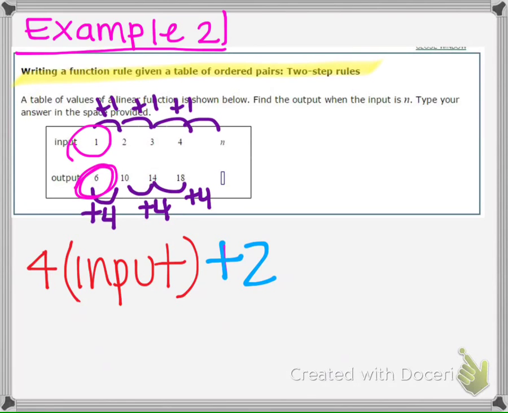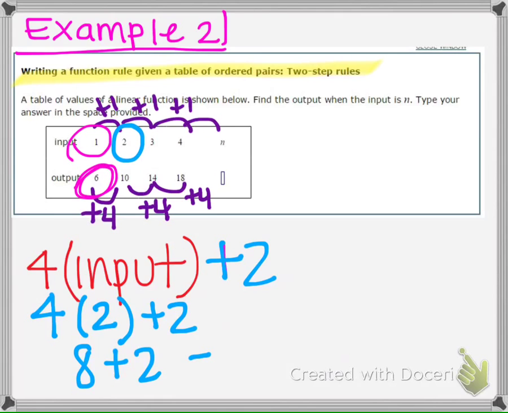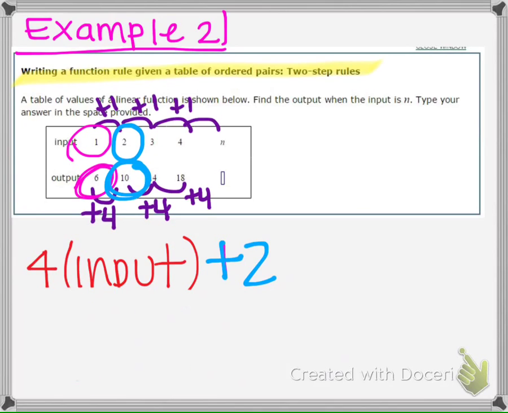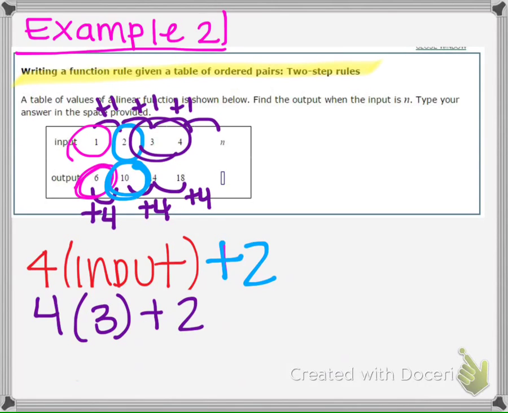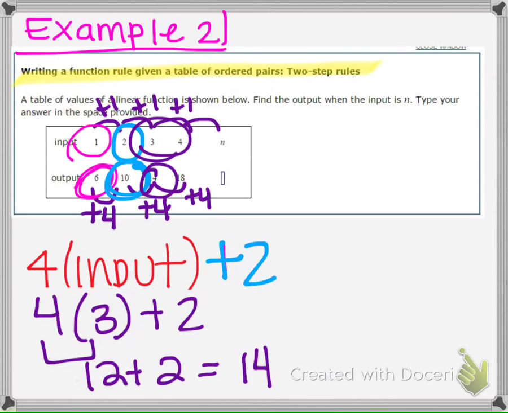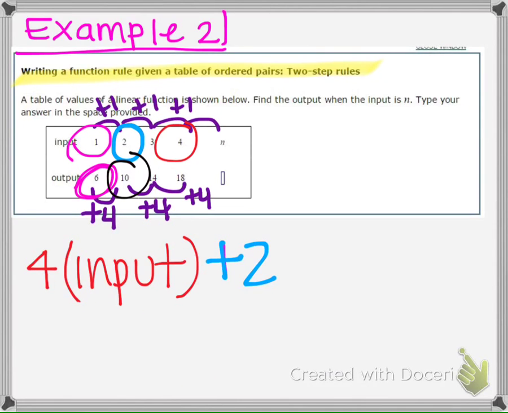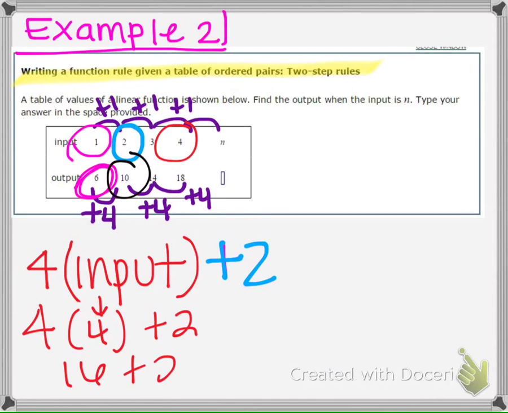Okay, so now let's try the 2. If I input a 2, will I get out 10? And we do. So now let's try 3. When we input a 3, we get 14, which is that number right there. It was a 14. Let's do one more. So when we input a 4, we'd have 16 plus 2, which is 18, and that's our output here.